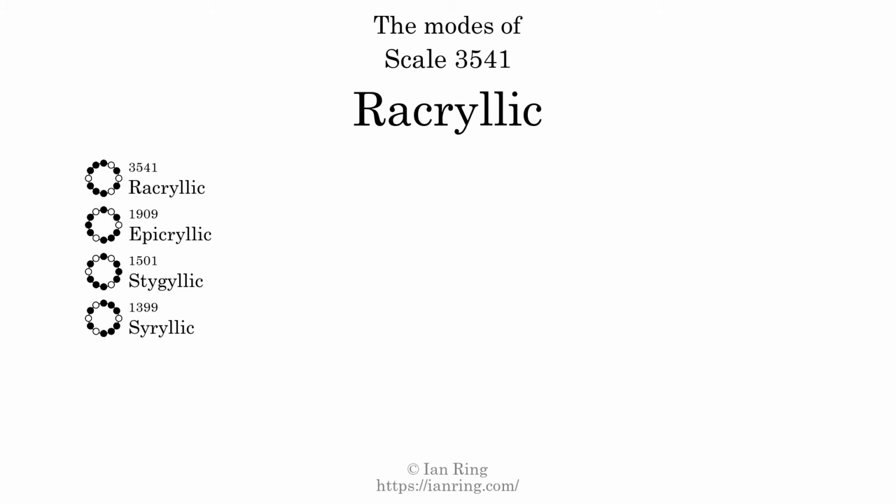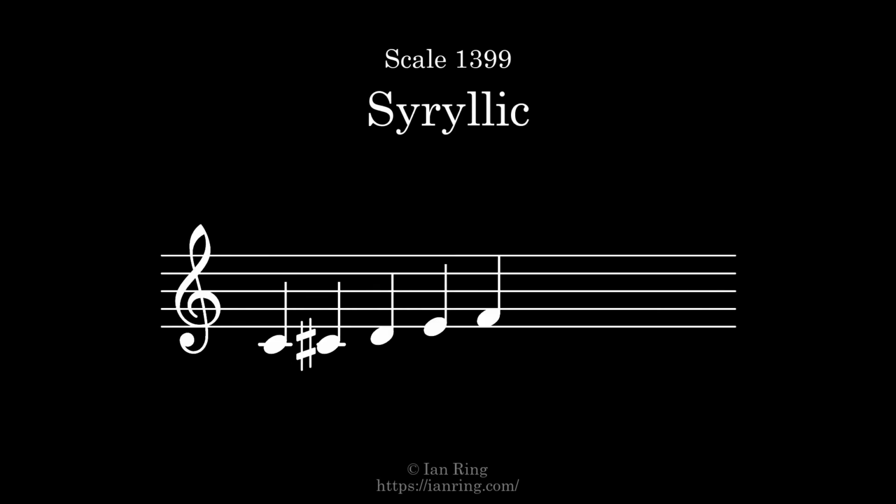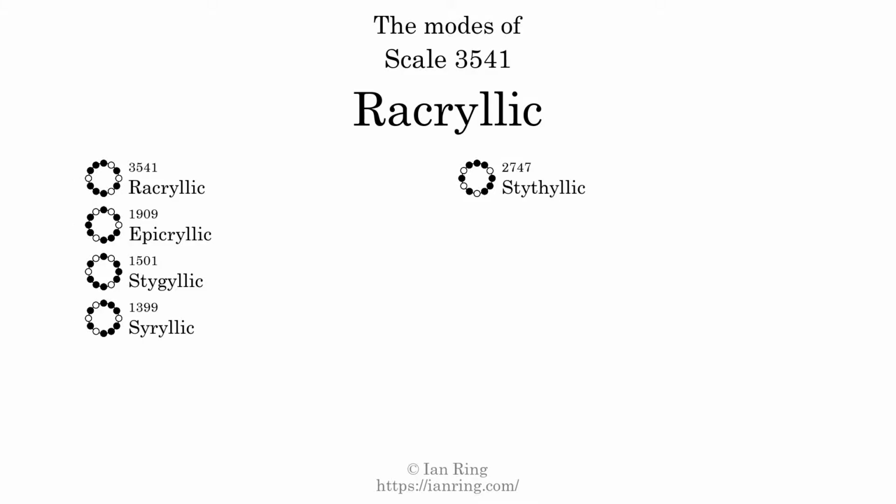The fourth mode is scale 1399, also known as Racryllic. It sounds like this. The fifth mode is scale 2747, also known as Racryllic. It sounds like this.